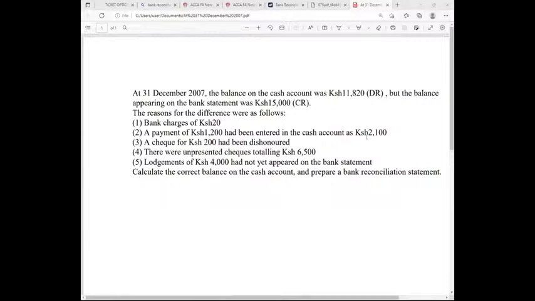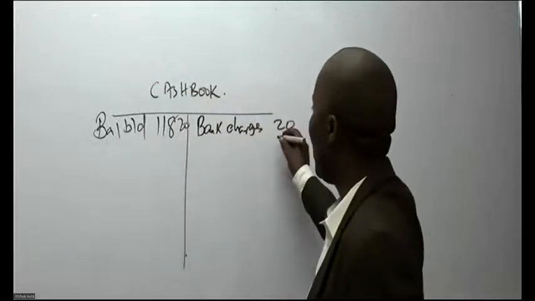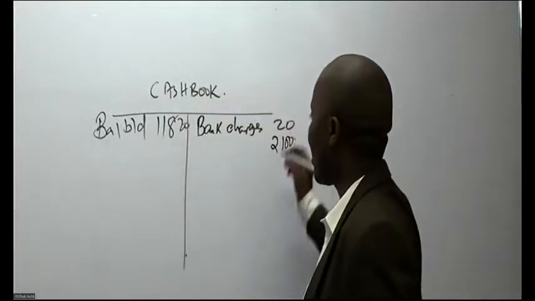So there are two ways here. You see, this is an error in the cash book. We were supposed to credit this account with the 1,200, right? Because a payment of 1,200 had been entered in the cash account as 2,100. So then what I need to do, listen here, is that a payment was entered wrongly, 2,100 here, right?